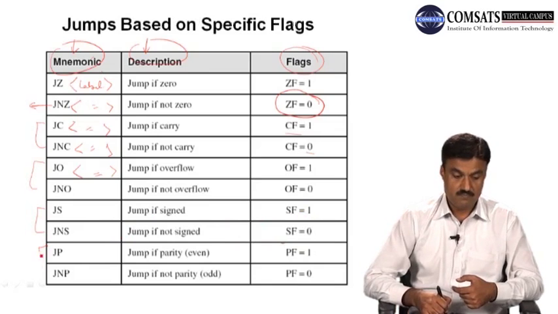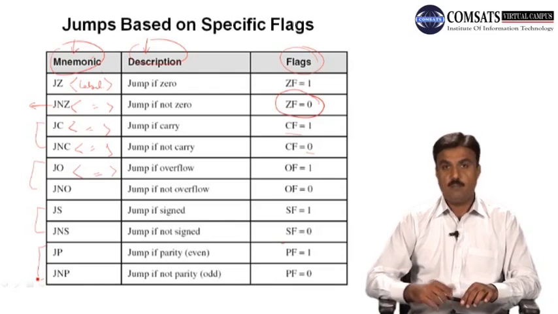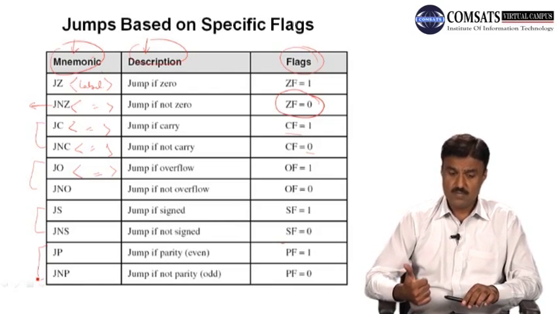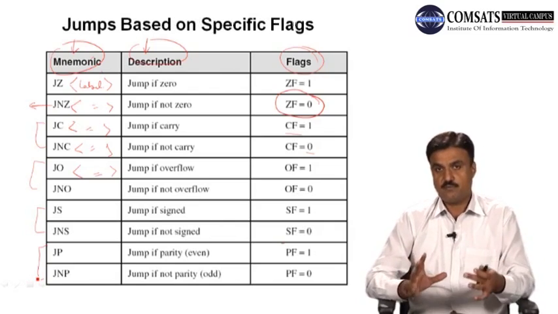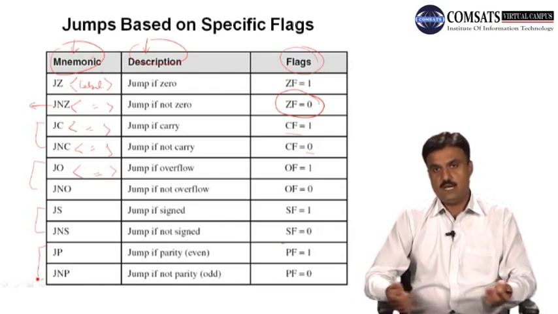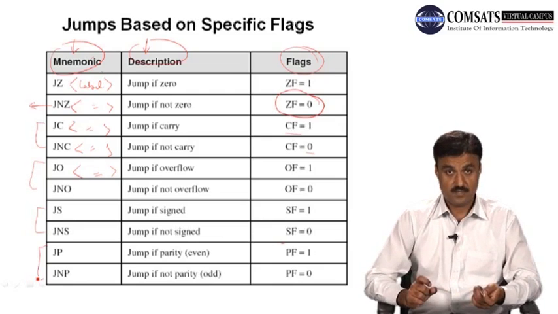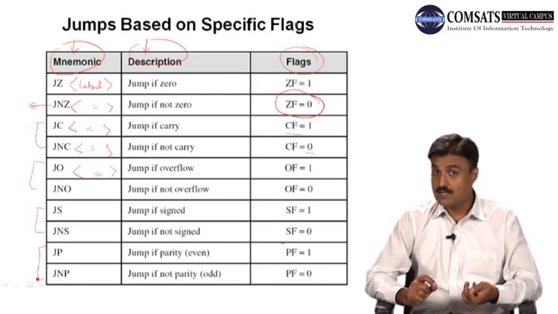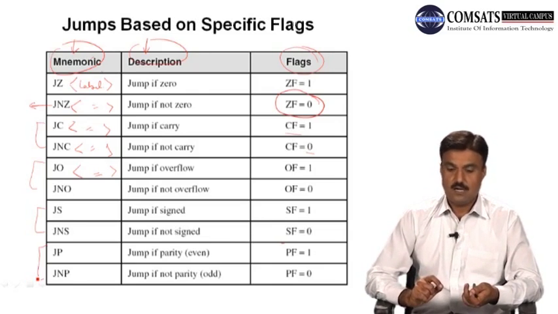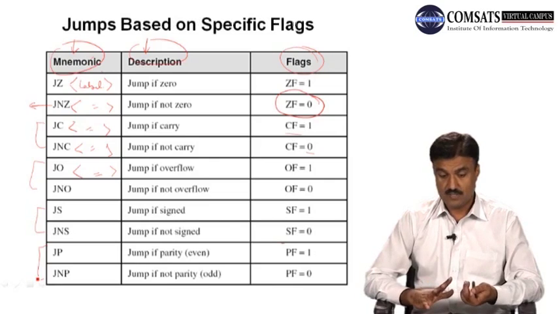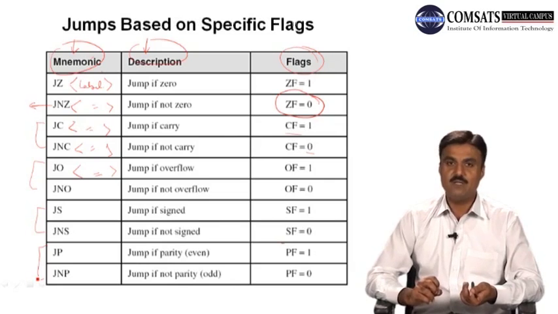Similarly there are JP and JNP, for the parity flag. So jump if parity flag, whatever operation you are performing. For each operation, if the number of ones in the result is even, then the parity flag will be 1. Otherwise, if the number of ones is odd, the parity flag will be 0.